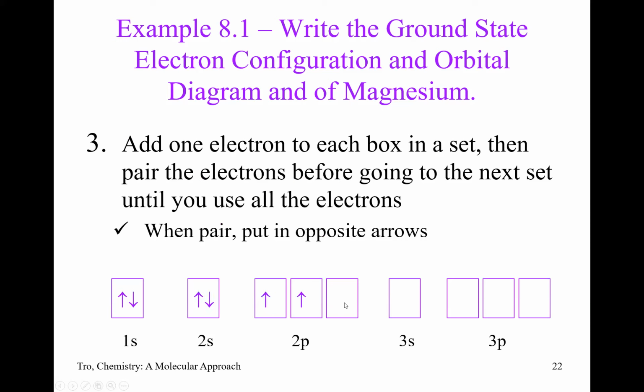So they're going to repel each other and be singles until they have to be doubles. And then there we get to 12 electrons. So that's magnesium ending with 3s2.